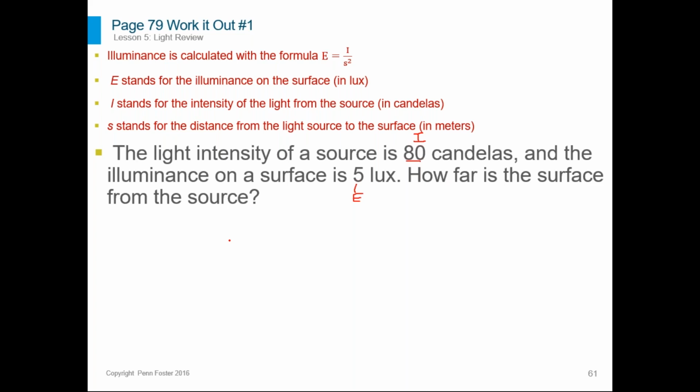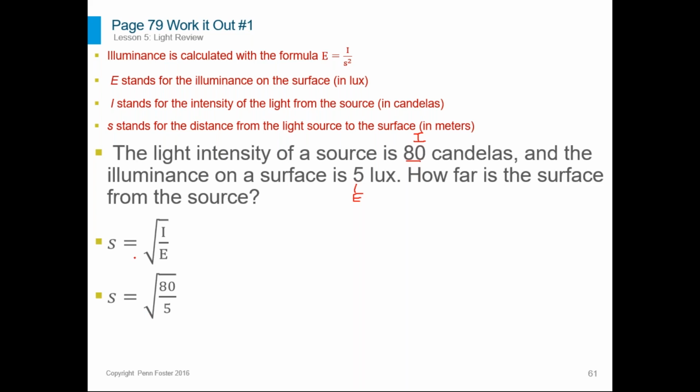So because we're trying to find distance, we need to use the version of the formula that starts with S equals, for distance equals. And then we plug our numbers in. Distance equals intensity divided by illuminance, and then you find the square root of that. So we have intensity is 80 divided by 5, and then we do the square root of that.